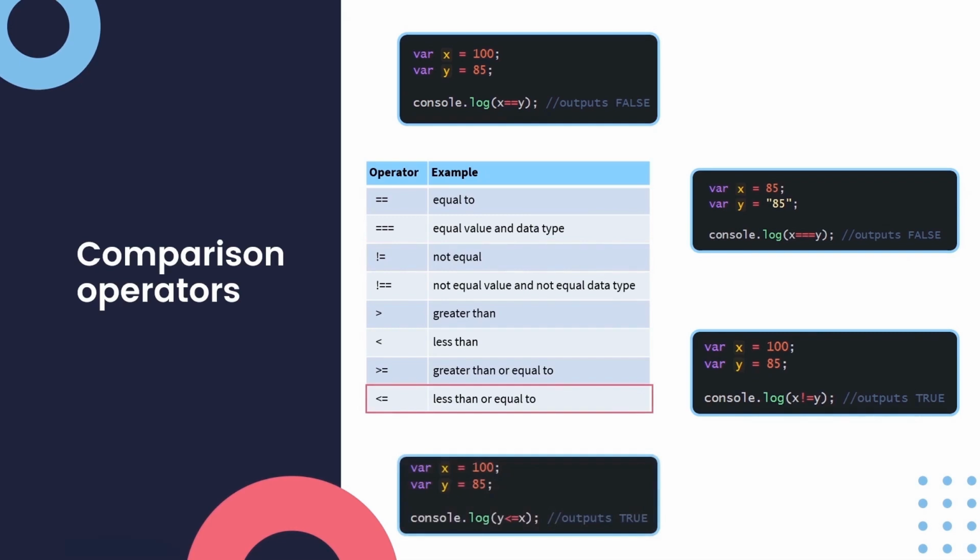And then in our very last example over here, we have x, which is equal to 100, y, which is equal to 85, and we are checking whether y is less than or equal to x. And if we have a look at an example, 85 is indeed less than 100.